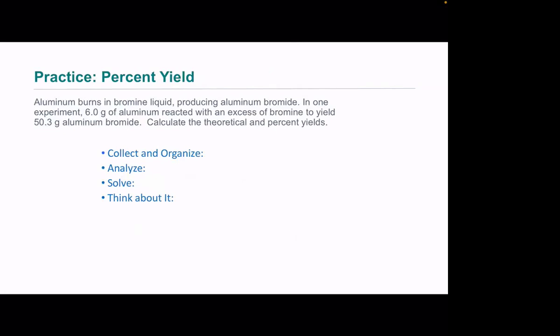meaty problem. Because we've got a lot of stuff we have to be able to do here from scratch. And this is where your knowledge from the first couple chapters is important. Aluminum burns in bromine liquid, producing aluminum bromide. In one experiment, 6 grams of aluminum reacted with an excess of bromine to yield 50.3 grams of aluminum bromide. Calculate the theoretical and percent yields. We don't have to worry about limiting because we're told excess. Don't have to worry about limiting.